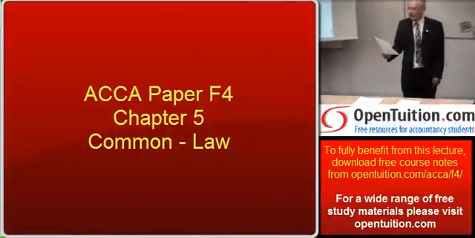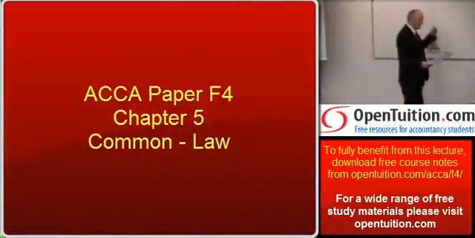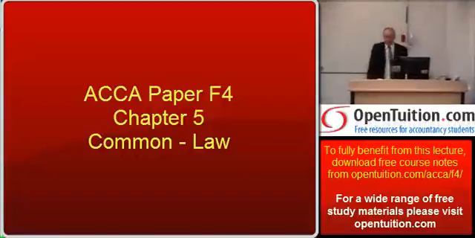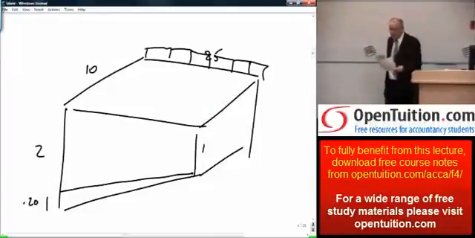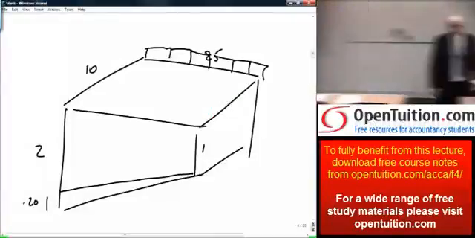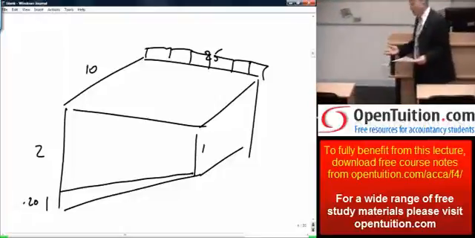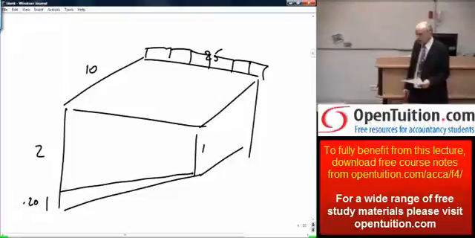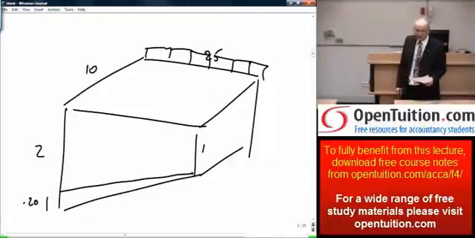Page 35. Remedies for breach. This actually came up in the last exam, and any student who did the last exam really has no excuse for not scoring 10 out of 10 for this particular question.